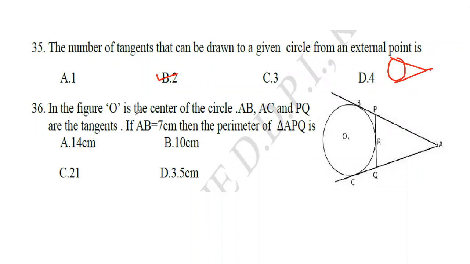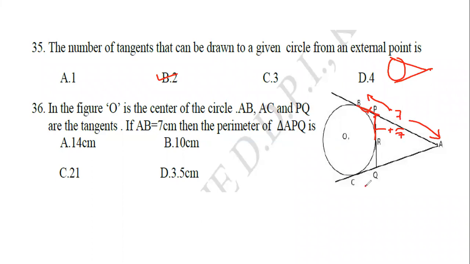Next, in the figure, O is the center of the circle. AB, AC and PQ are the tangents. If AB is equal to 7 centimeter, then the perimeter of triangle APQ is dash. The given AB length, this full length is 7 centimeter. Observe here, this is one more point. They cut this part, BP, and this part only, it is equal to PQ because P is the external point, BP is equal to PQ. Then we add this one and this one, we will get 7.